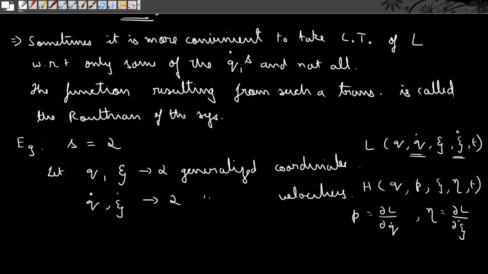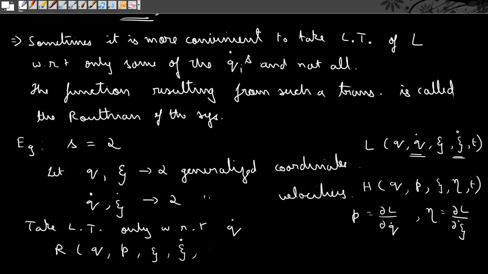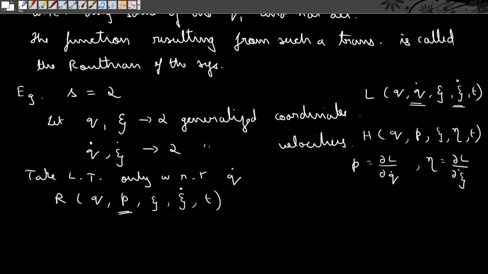But now I'm going to take the Legendre transform only with respect to q dot. Then it will result in a function which I'm going to call R, which depends on q, the conjugate variable of q, which is the generalized momentum p, and since I'm not taking the Legendre transform with respect to xi, the dependence on xi and xi dot will remain as it is. That is the function which depends on q, p, xi, xi dot and t.